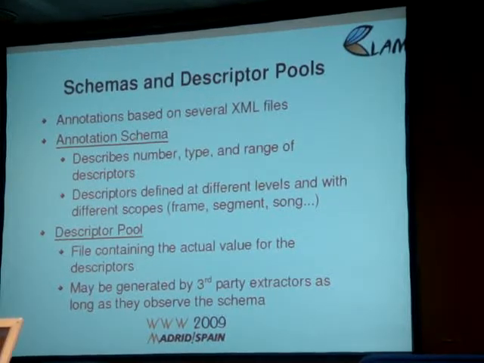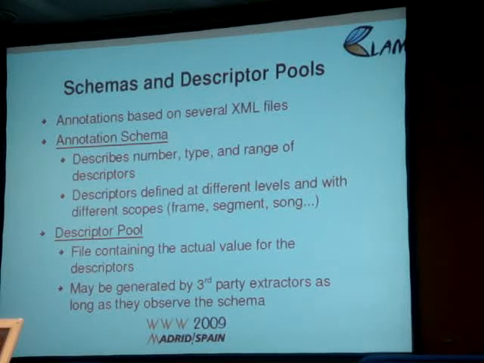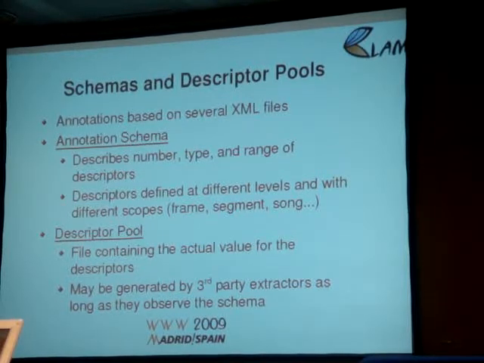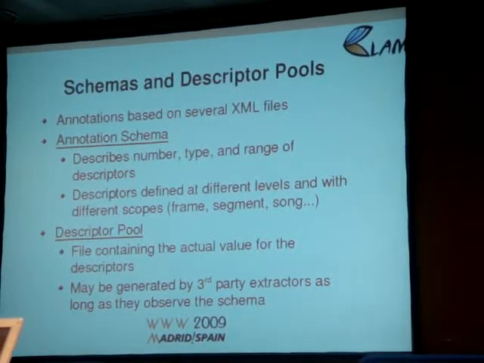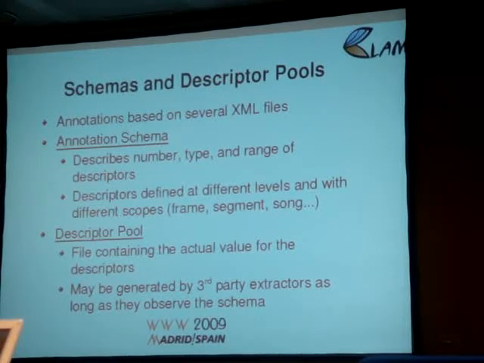We can do that, again, using XML and two kinds of XML files. The annotation schema, which is what I was showing you in a graphical way before, which describes number, type, range of descriptors, and then the descriptor pool, which is the actual file that contains the actual values for those descriptors. Now the cool thing is that those two things are uncoupled. I mean, they talk to each other, of course, but descriptors can be anything. It's a standalone application. It's a script that is somewhere, and the annotation schema is just giving us the form of that metadata.